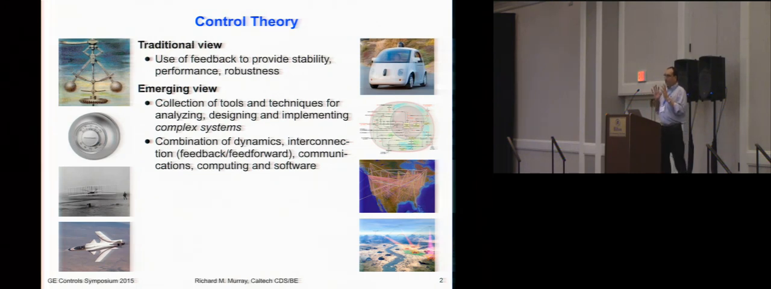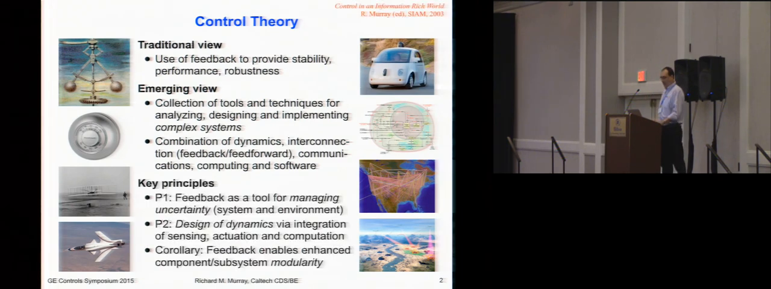And I'd say there are two key principles that underlie all of control theory, whether it's being applied in the traditional sense, the more modern sense, or a variety of different disciplines. And that is, the first is that feedback provides a tool for managing uncertainty. It allows us to handle uncertainty, either in the system or in the environment.